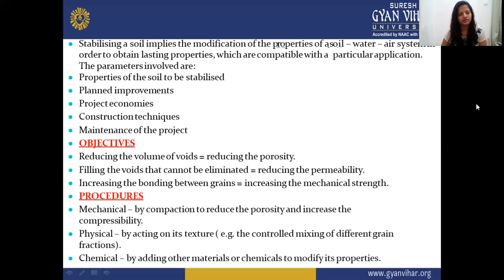So the objective is reducing the volume of voids, which is reducing the porosity. Again, when voids are more, porosity is more. So reducing the voids, by packing the soil particles all together in a lesser volume, will obviously reduce the porosity. Filling the voids that cannot be eliminated. So how can you do that?